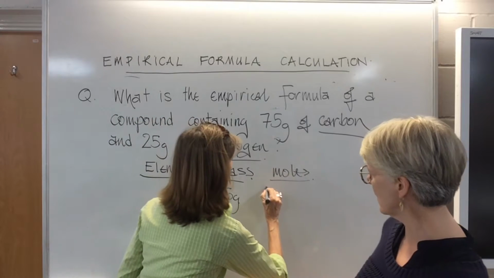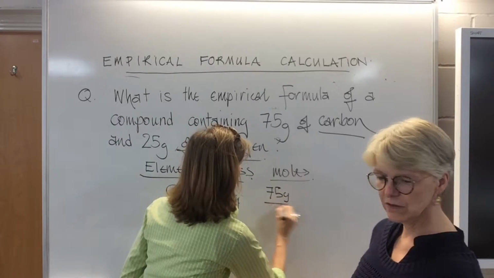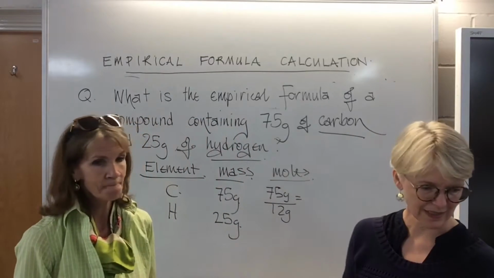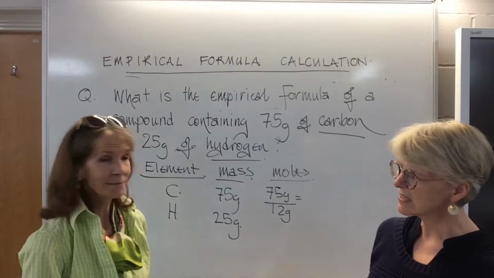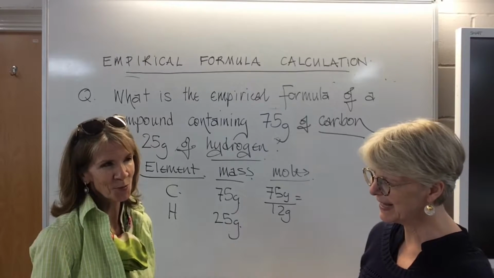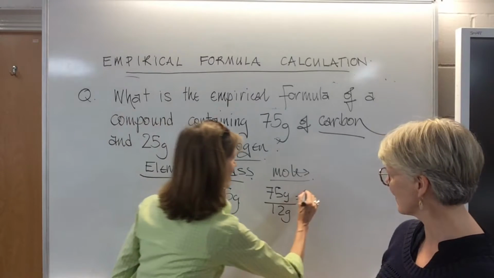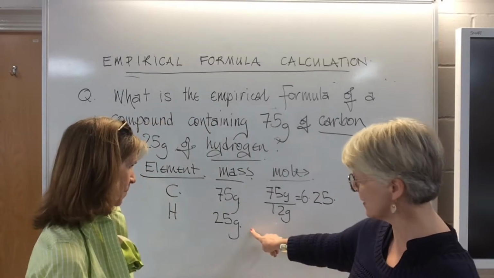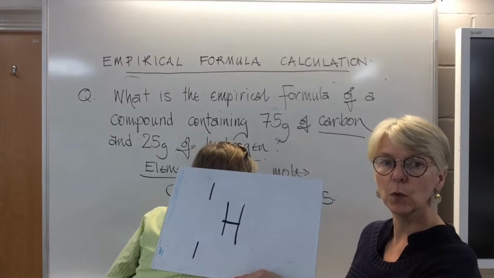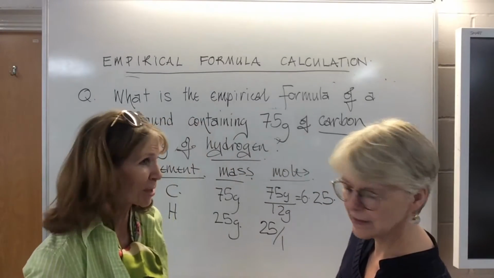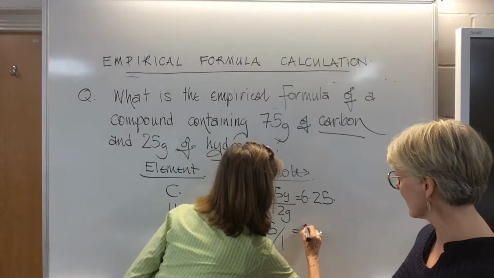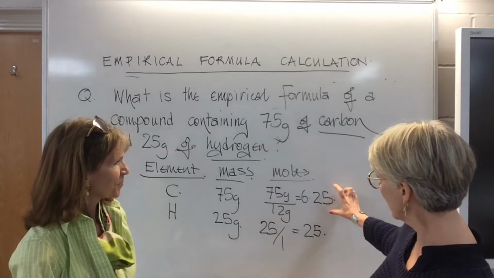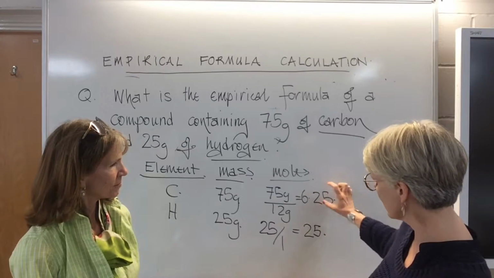So the mass is 75 grams divided by 12. What does that give us? 75 over 12 is 6.25. You can use a calculator. And then we've got 25 over 1. Can I do that calculation with no calculator for this one? Yes. 25. Excellent. So far we've got a ratio of 25 to 6.25.